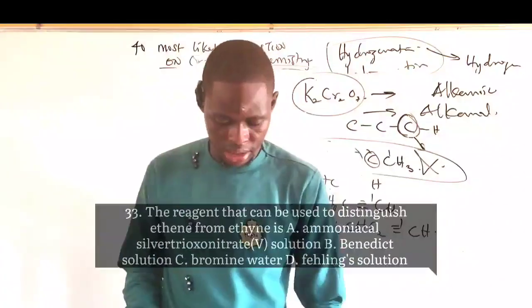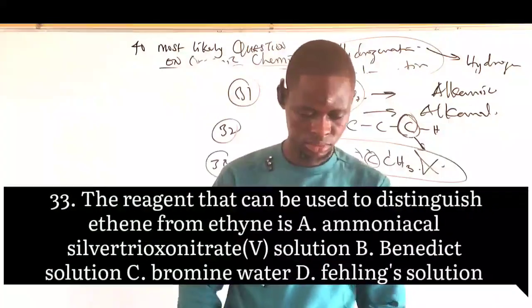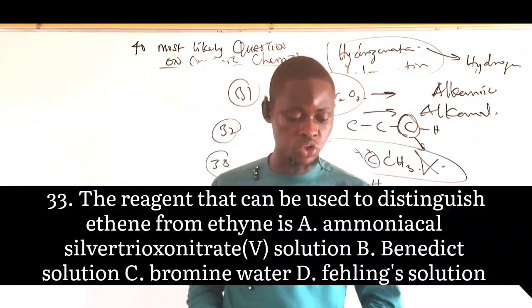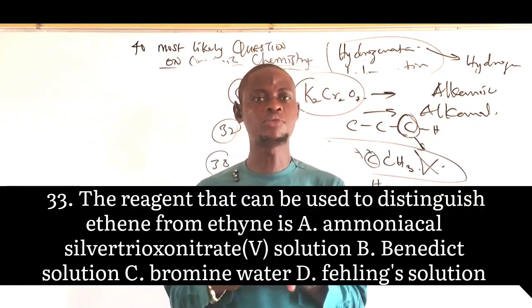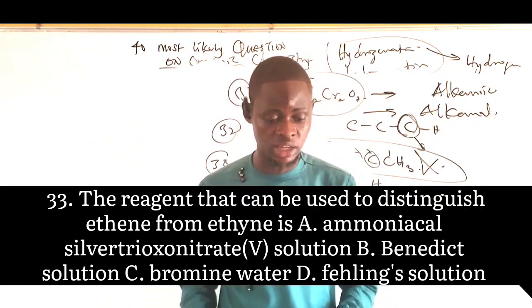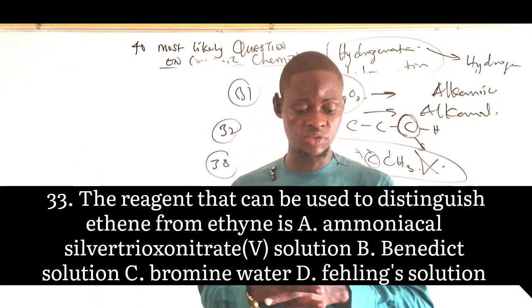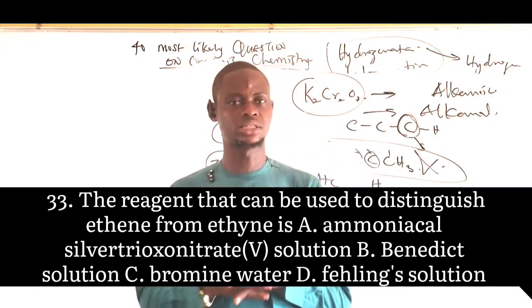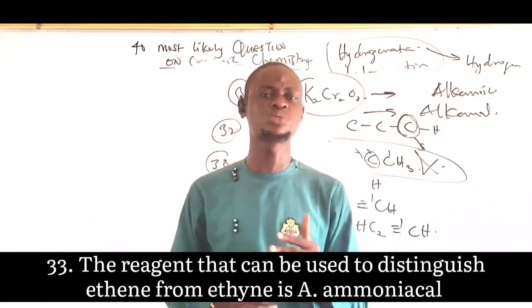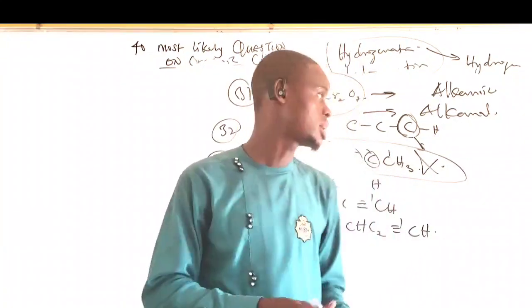Question 34, it said, the reagent that can be used to distinguish ethene from ethane, I've made mention of this. What can we use to differentiate between ethene and ethane? We make use of what? Ammoniacal silver trioxonitrate V, or you use ammoniacal copper I chloride. Any of them can be used to distinguish between ethene and what? Ethane. That's our question.